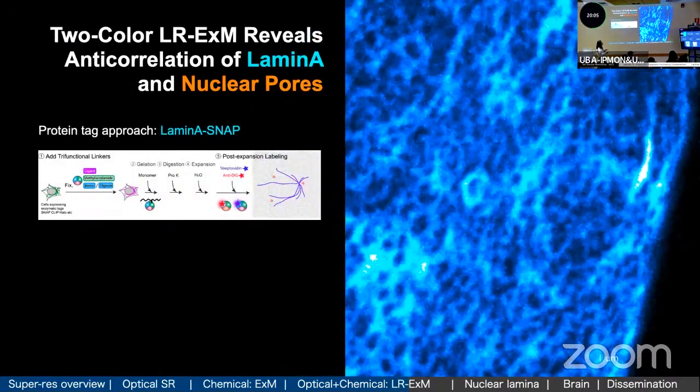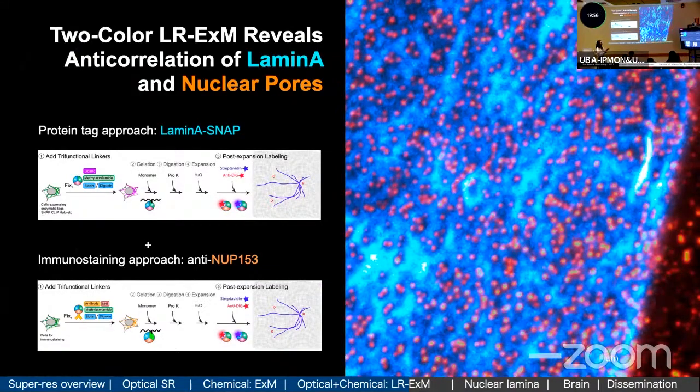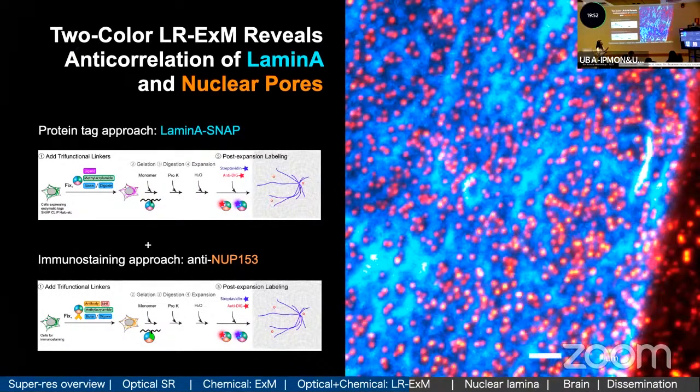Also, you can add a second color by combining with the immunostaining approach of LR expansion, and you'll be able to see their spatial relationship with each other. The red color you're seeing is the nuclear pore complexes. And what's interesting is these NPCs, each of the dots is one nuclear pore complex, are perfectly sitting in the holes of the network of the nuclear lamina.